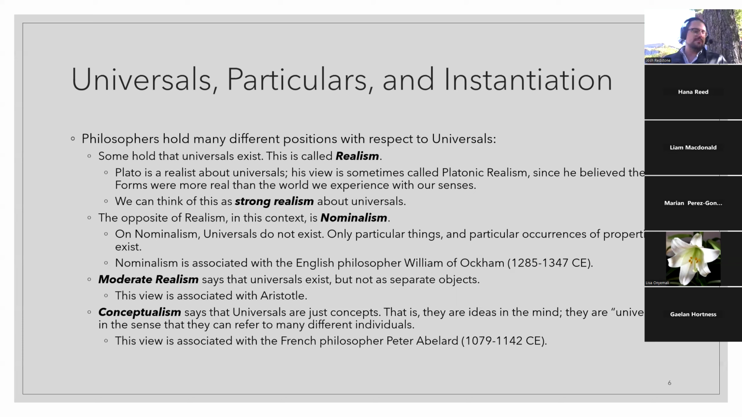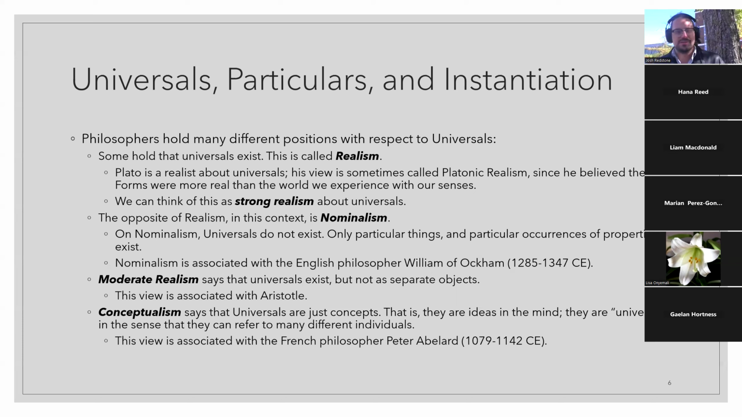And then in the middle, you've got moderate realism and conceptualism. On moderate realism, universals exist, but not as separate sorts of objects that are over and above the particular instances. Rather, they exist in the objects. This is associated with Aristotle. Where Plato said, sure, universals exist, but they're more real than the particulars which instantiate those properties, Aristotle would say, well, universals exist, but not over and above, but within each and every thing that instantiates the property.